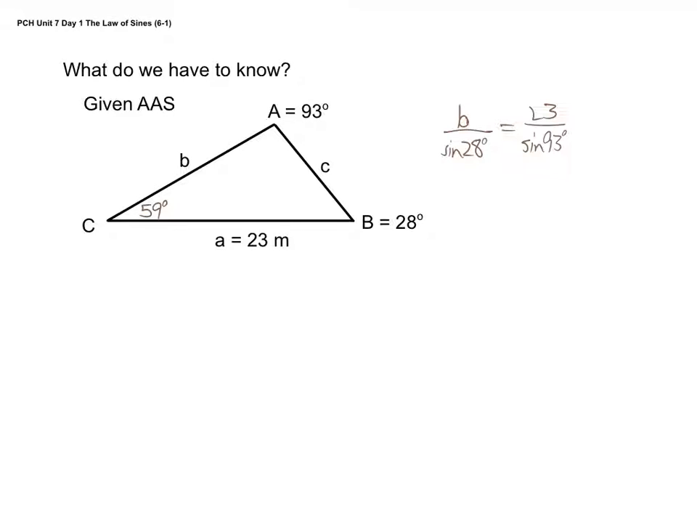The angle and the side across from it are paired up here in a ratio. This is why we put the side on top, because the algebra is pretty easy. All I have to do here is multiply by the sine of 28 degrees on both sides. That cancels, and I have B equal to whatever that is. So 23 times the sine of 28 divided by the sine of 93.